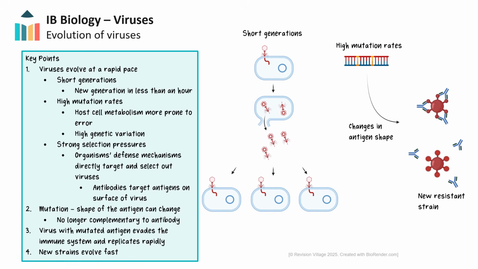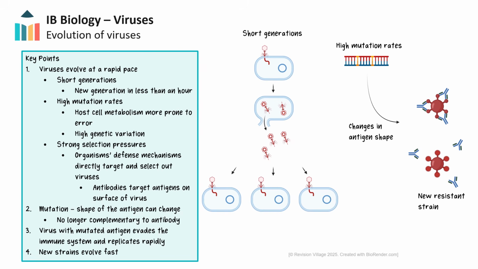Viruses evolve at a rapid pace because they have short replication cycles, high mutation rates, and strong selection pressures driving natural selection. Evolution occurs over generations and relies on genetic variation, which can be introduced by mutations. Because a new generation of viruses can be produced in less than an hour, this speeds up the rate of evolution. Mutation rate is high in viruses, as they are often using host cell enzymes to copy their genetic material that are more prone to errors. As a result, there's a high variation for natural selection to select for or against.